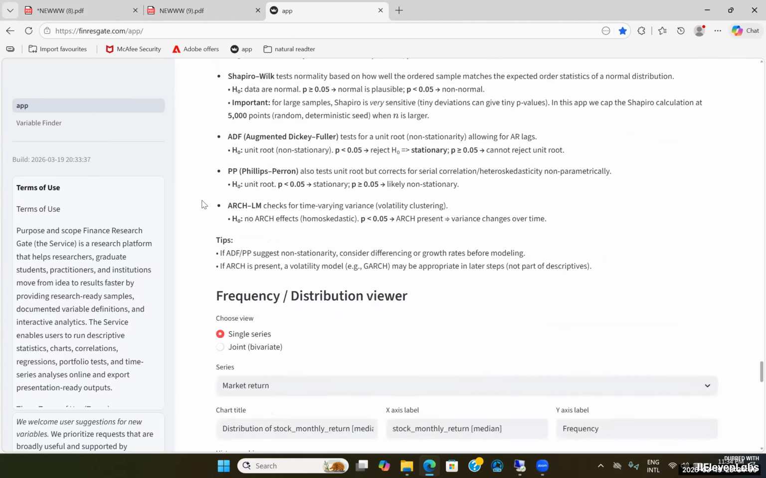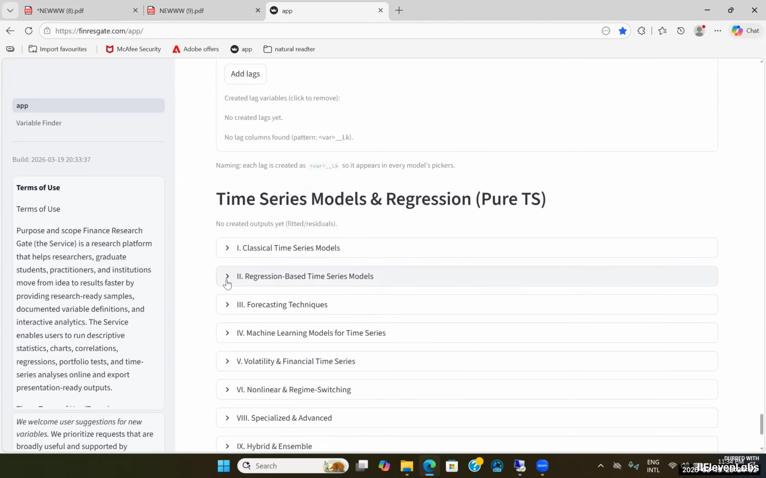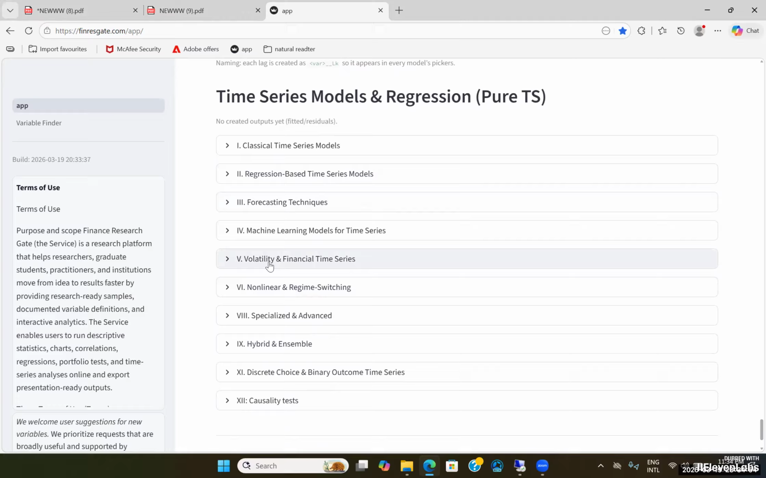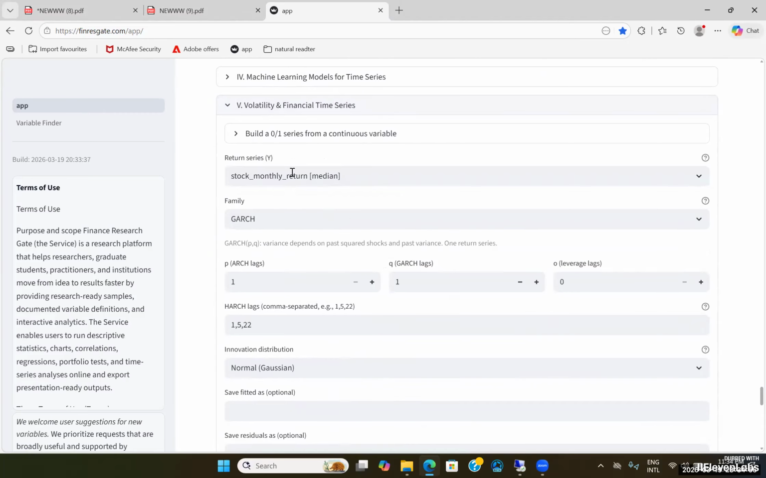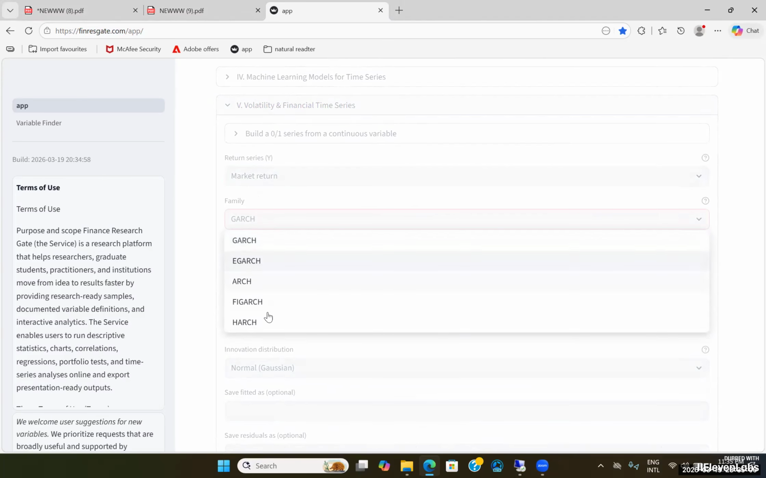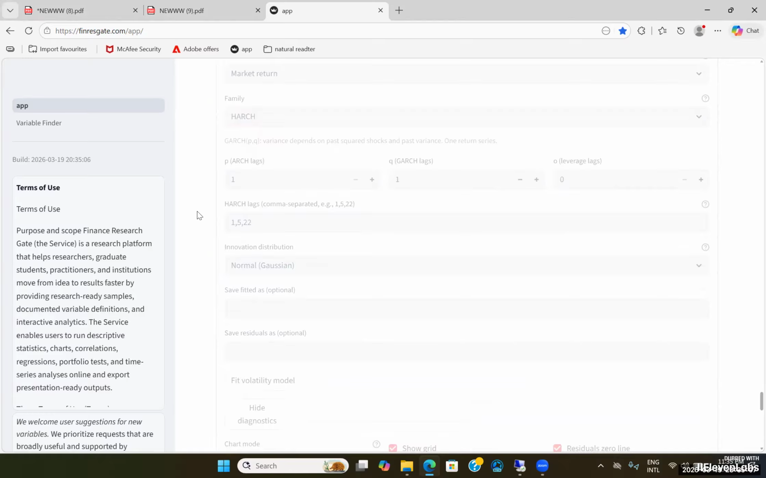First, you'll want to scroll down to the very final section of the page. Then, you should carefully select the volatility section. After that, we need to identify our specific variable, which is the market return. Once that's done, we can then proceed to choose the HARCH model. So here we're looking at the ARCH lags. For now, let's just keep it at 1. You can leave that empty, or you can choose to retain a specific value.